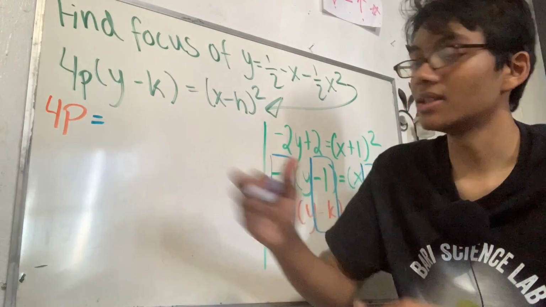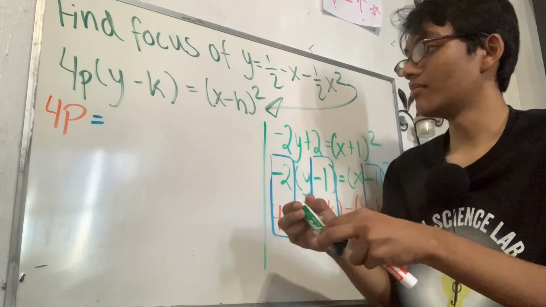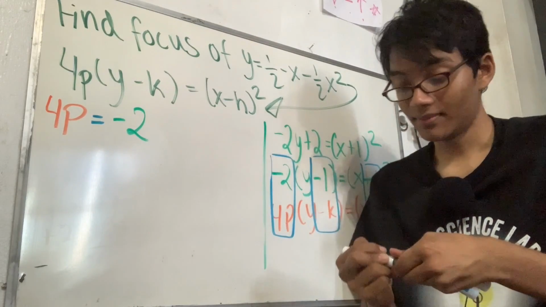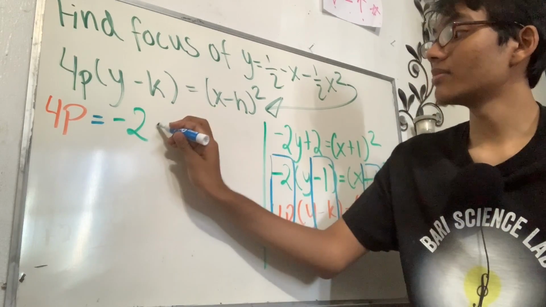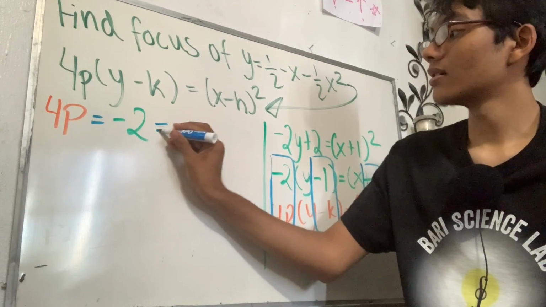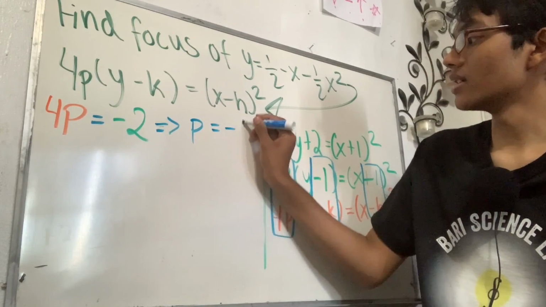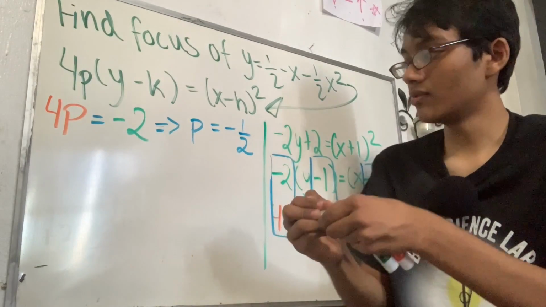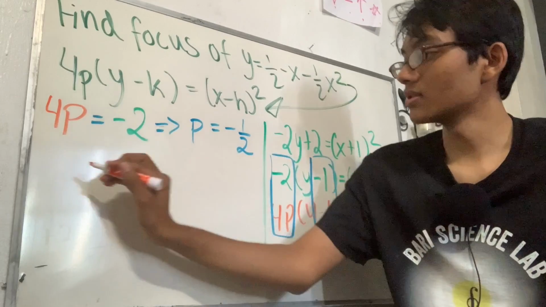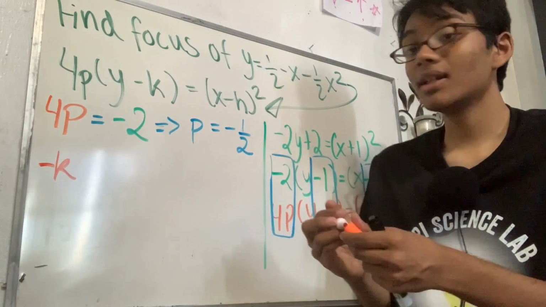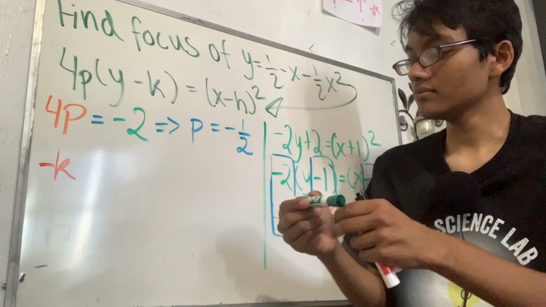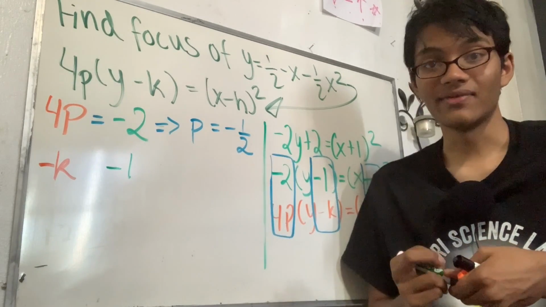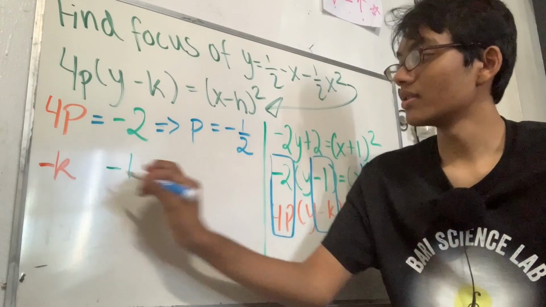And you can probably do this in your head, but just for the sake of it, I'm going to do the math in front of the audience. So 4p is equal to minus 2. What's p going to be? Well, p is simply going to be minus half, right? P is equal to minus 1 over 2. What about minus k equals minus 1? So minus k is equal to minus 1. And of course, that means that k is going to be none other than positive 1, right?